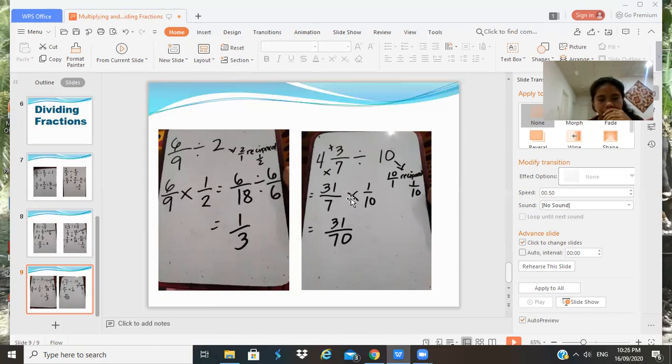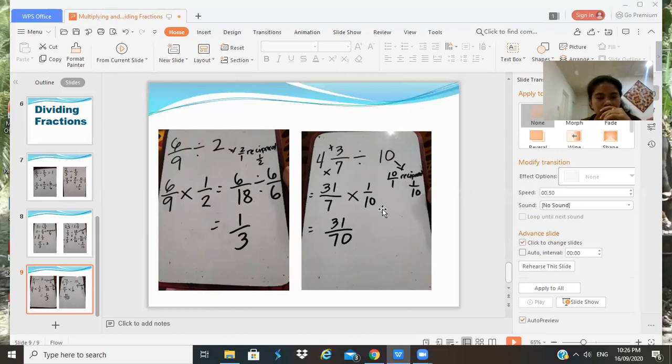Okay. Next, 4 and 3 over 7 divided by 10. So we have to rewrite this as an improper fraction. So 7 times 4 is 28 plus 3 is 31, right? So we have 31 over 7, the denominator. Again, the 10 has an understood 1 in the denominator. Then its reciprocal is 1 over 10. So we have 31 over 7 times 1 over 10.